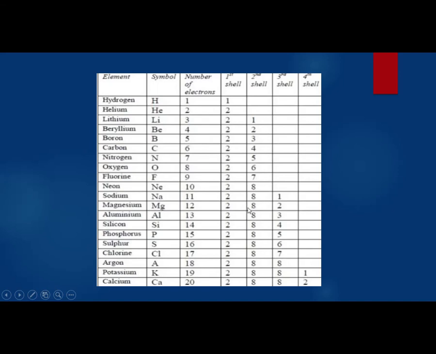Okay, look at this, 2 and 8. The first shell is already completed. Now here you can see that there are 8 electrons in the second shell, that means the second shell is completely filled over here. Then for sodium, it has atomic number 11, 2 in the first shell, 8 in the second shell. The 11th electron will move to the next shell, and that is the third shell.